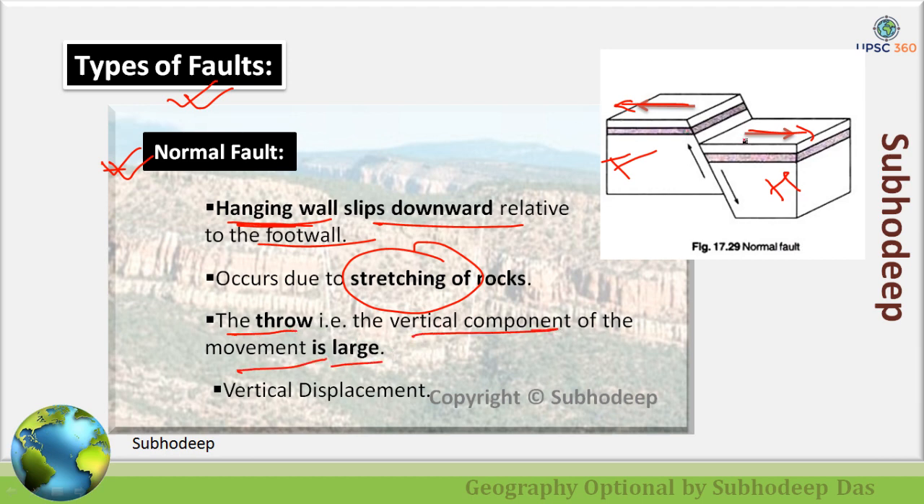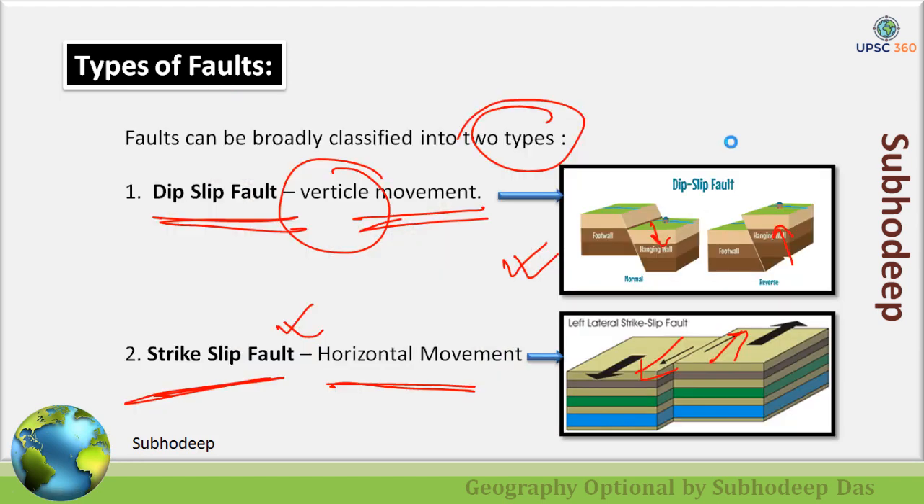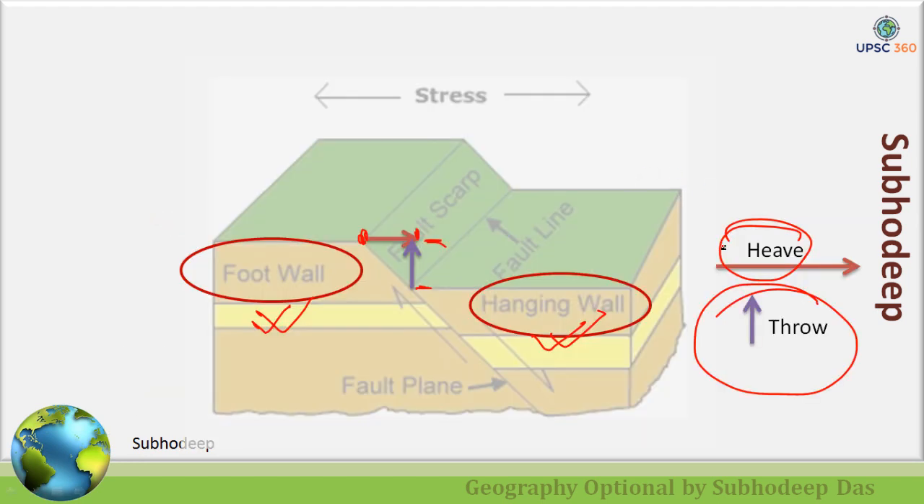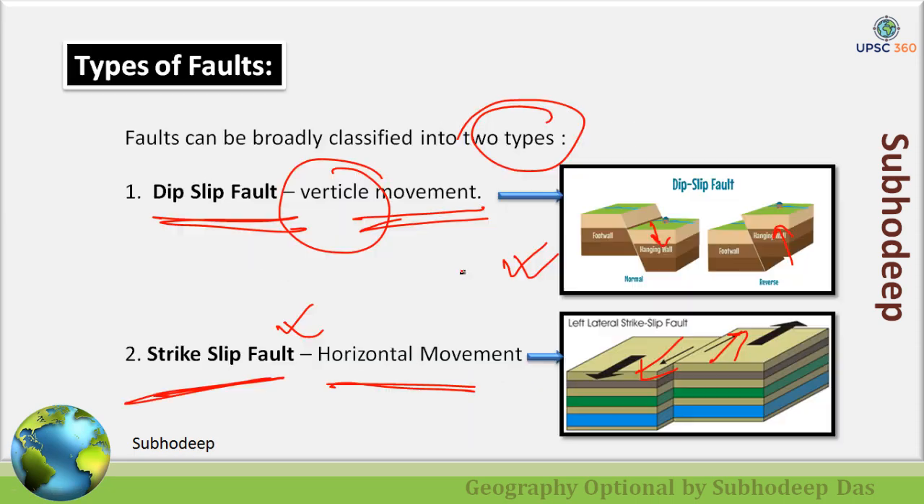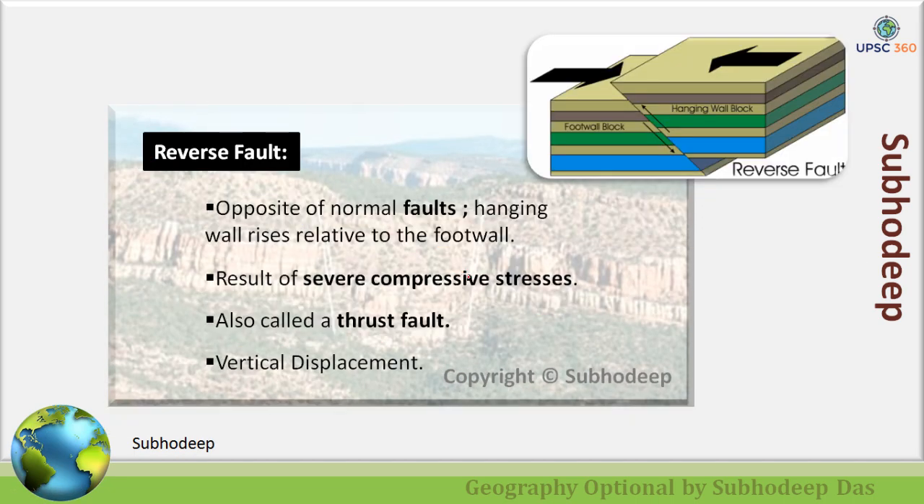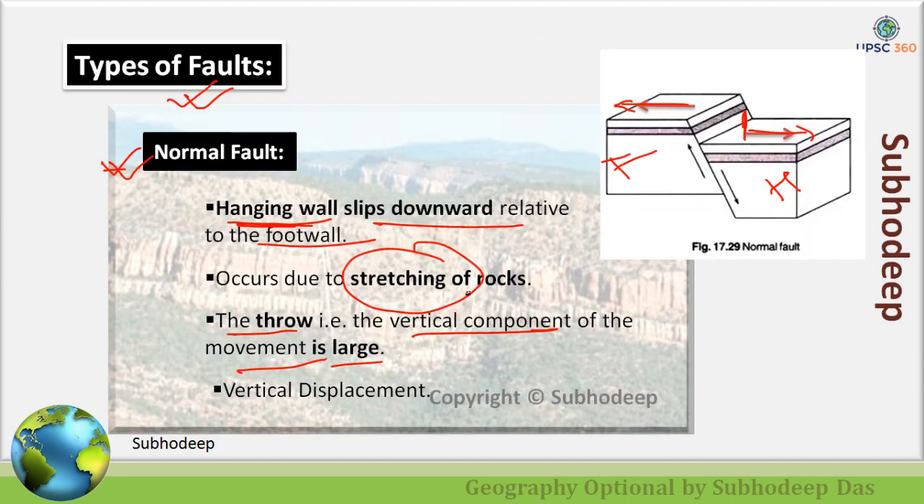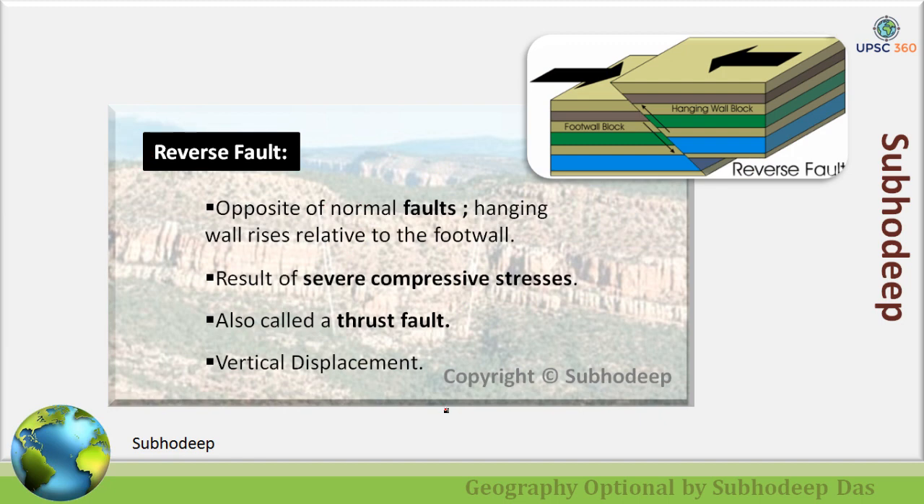This is what we have discussed. See, this is the throw we have discussed, right? So in this case, vertical movement is quite large, and that's what we can observe over here in normal fault as well. There is vertical displacement occurring.